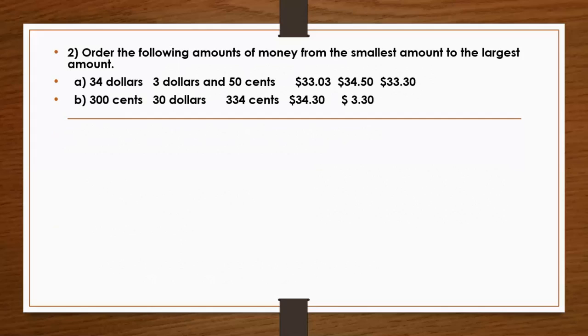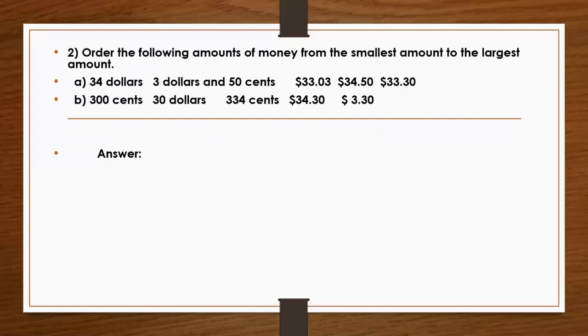$3.30. So what we have to do here, we need to arrange the following amounts of money from the smallest amount to the largest amount, that is in ascending order. So now concentrate on the amounts of money given. In the A part, it's a mix of 2 formats, right? In some places it is written like $3.50, and some numbers they have given with the symbols only.